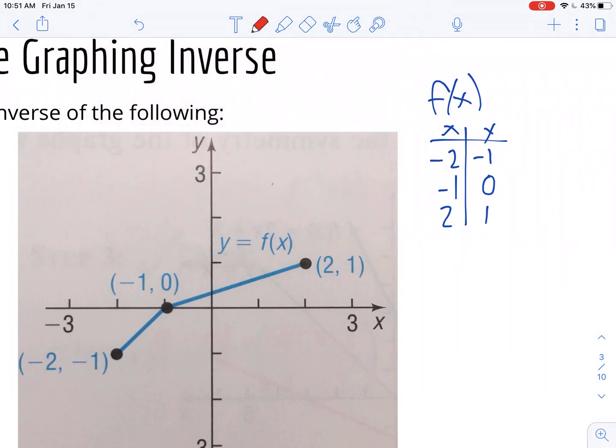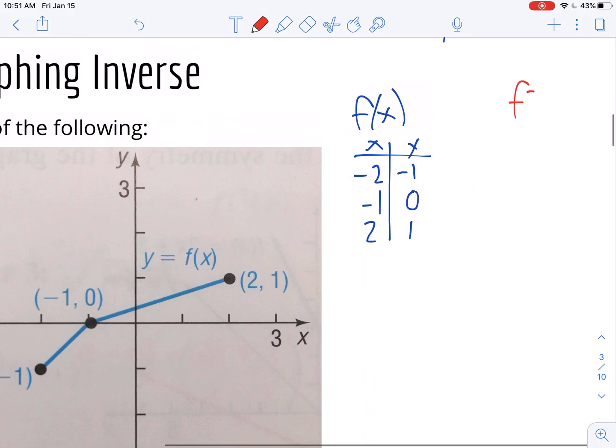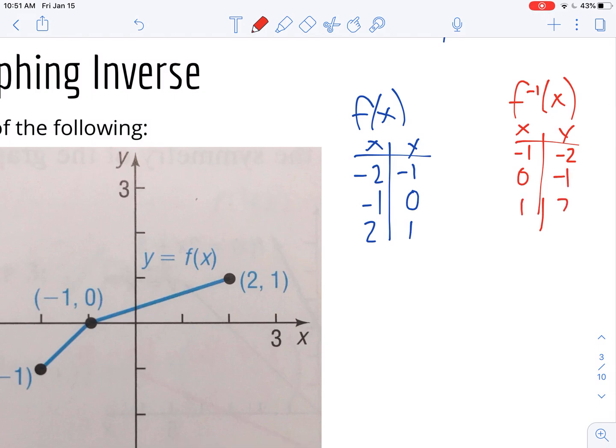So when I create my table for my inverse function, I just flip around my x and y's. So now I've got -1, -2, 0, -1, and 1, 2. So I have these ordered pairs, and I'm going to go ahead and graph that.